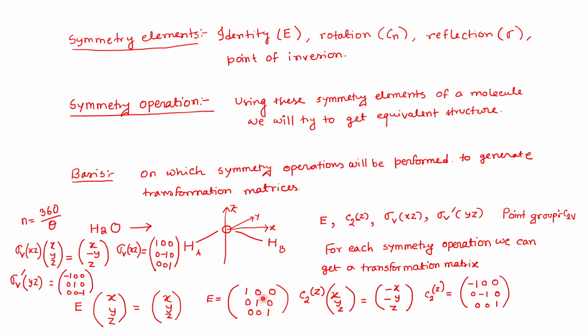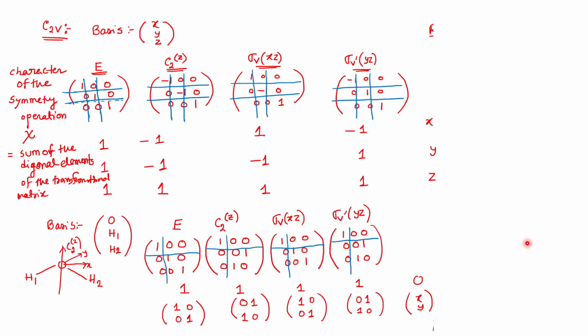For E, you have 100 010 010. C2Z is going to follow the same: -1 0 0, 0 -1 0, 0 0 1. Anyway, so this is the basic, and so that is there. Now you see, when you take your basis as XYZ, you are going to lead to your transformation matrix like 100 010 001, and you can block factorize.